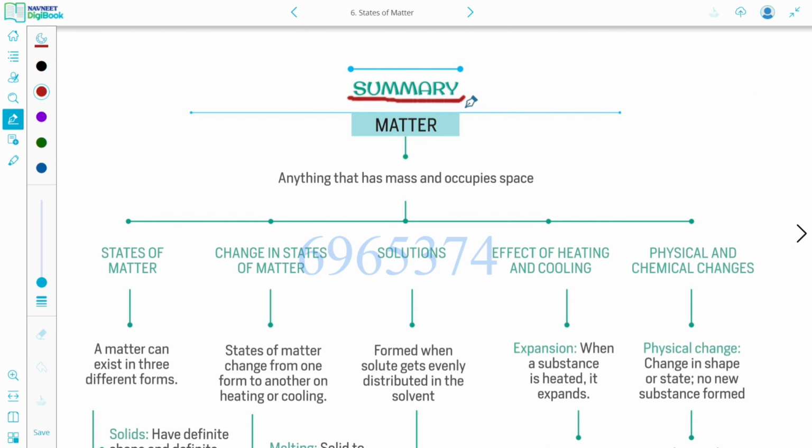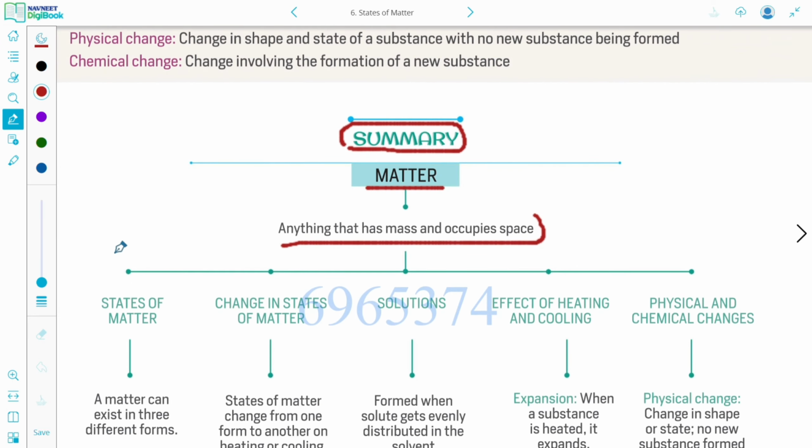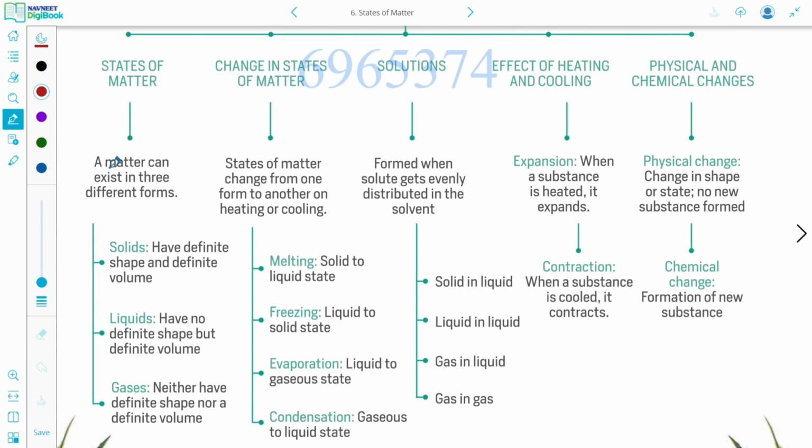Here is the chapter summary. It is a quick recap. Matter: anything that has mass and occupies space is known as matter. States of matter: there are three states of matter, solid, liquid, gas. Solid has definite shape and definite volume. Liquid does not have definite shape but has definite volume. Gases have neither definite shape nor definite volume.